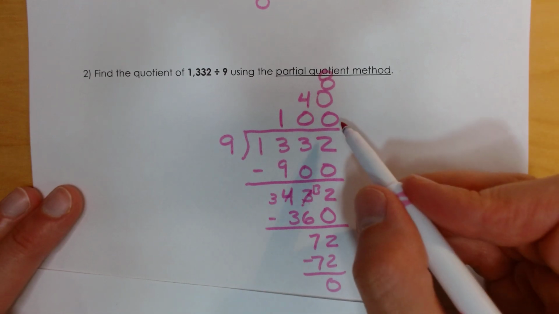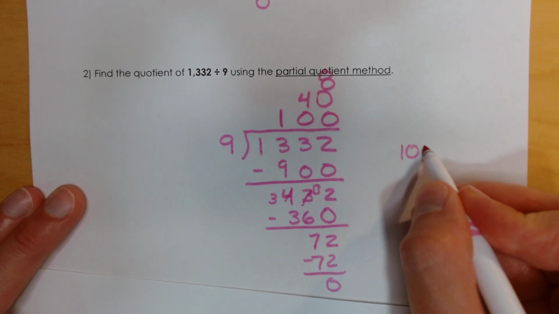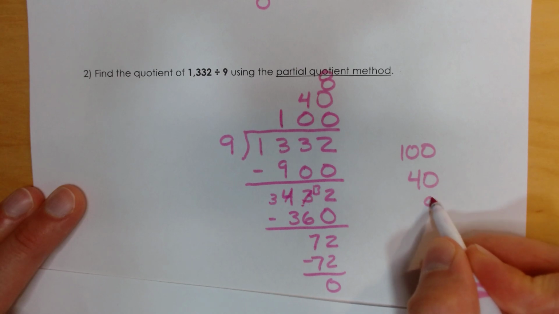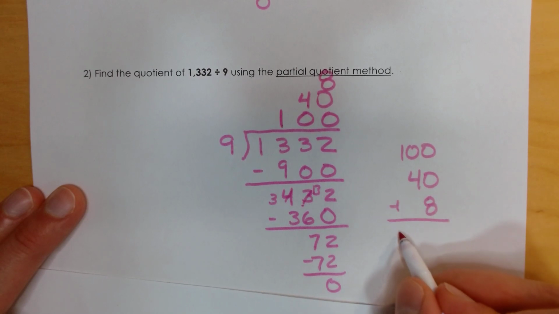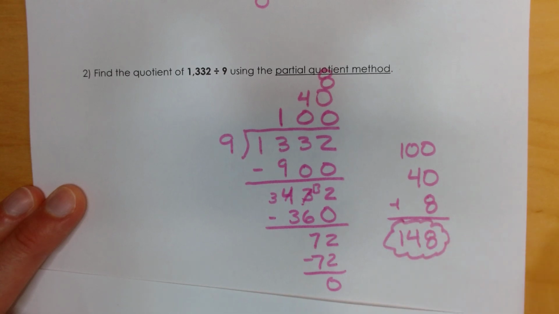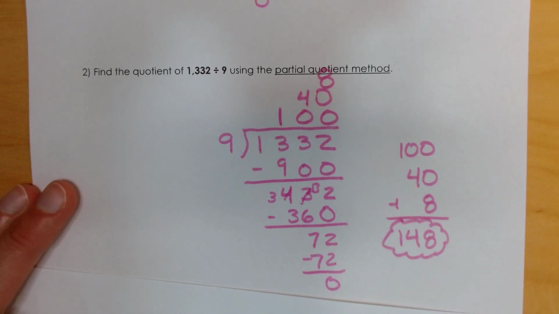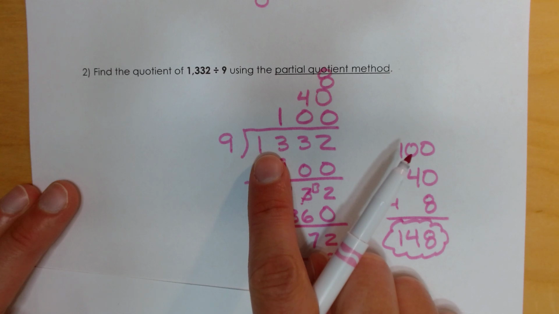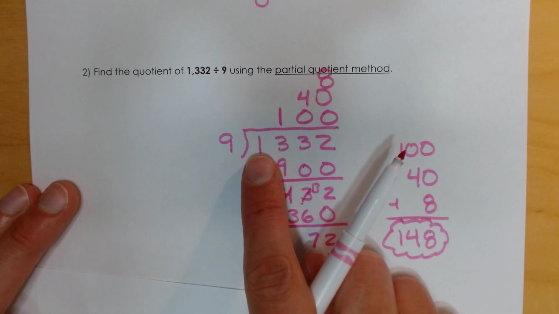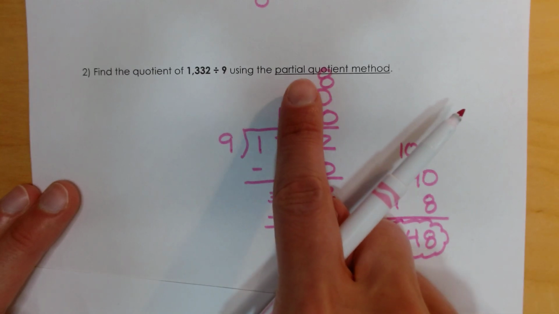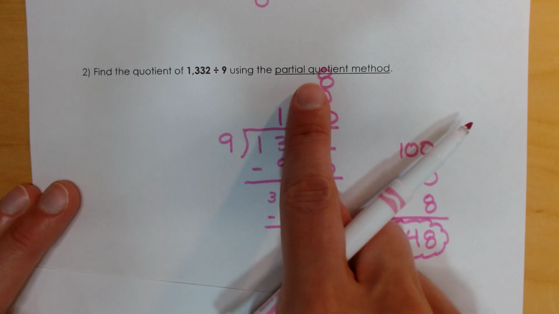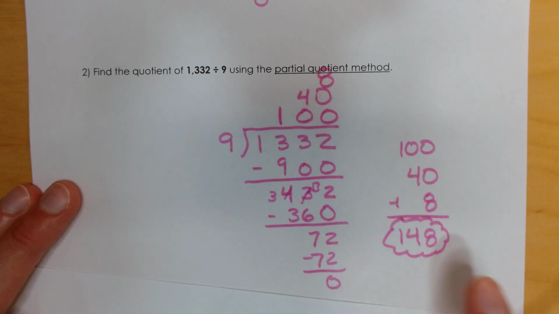So now I'm going to take all my partial quotients, 100 plus 40 plus 8, add them together, and I'm going to get my quotient of 148. So just to summarize, with the partial quotients method, we're looking at it by place values, and we're using those place values to make smaller division problems, partial, right? Smaller division problems that we will then add together to find our quotient.